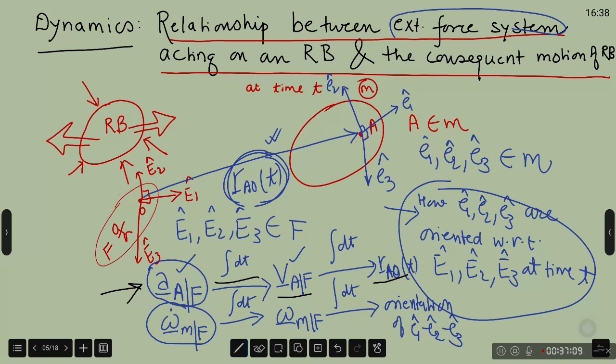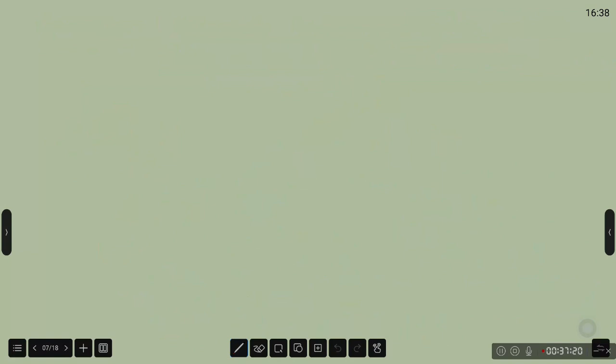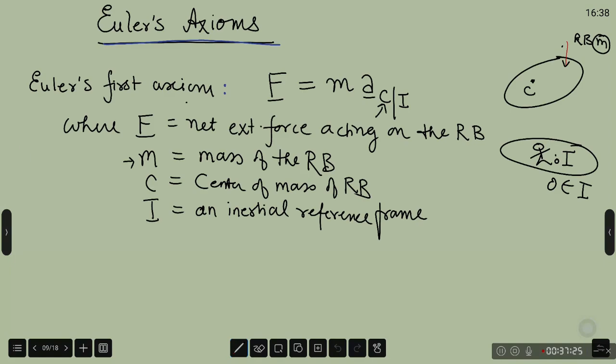On this slide I was expecting A to be any point. However, the Euler's first axiom is very clear that the point whose acceleration will appear in this relationship is not any point. It is a special point. It is the center of mass of the RB. Okay, and of course ACI is acceleration of Cm of RB with respect to I. This is Euler's first axiom.